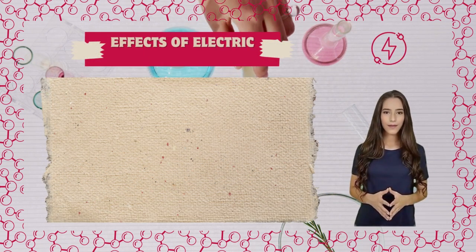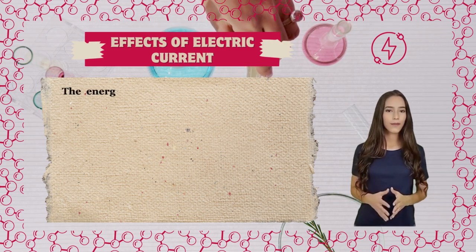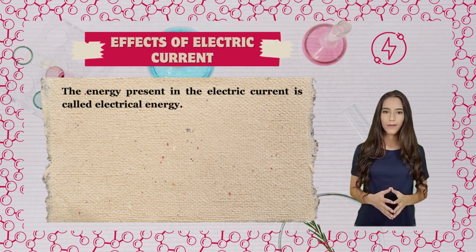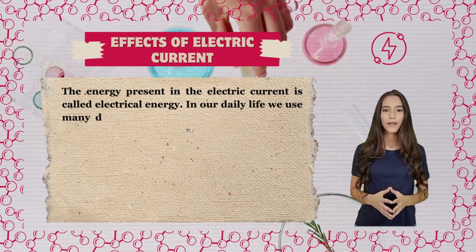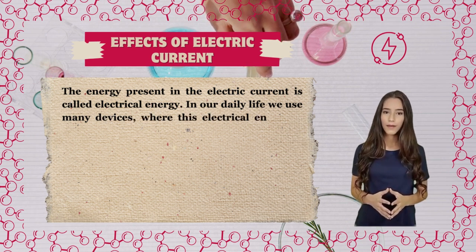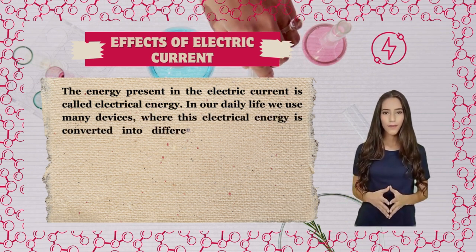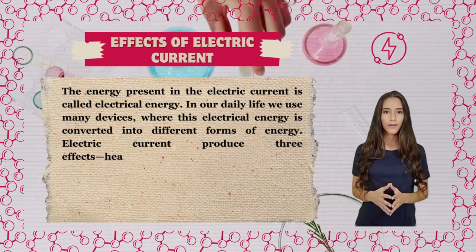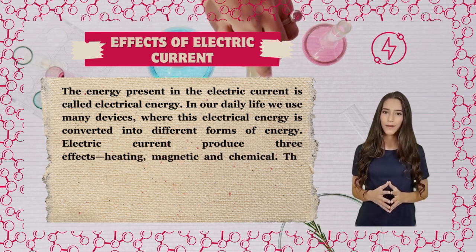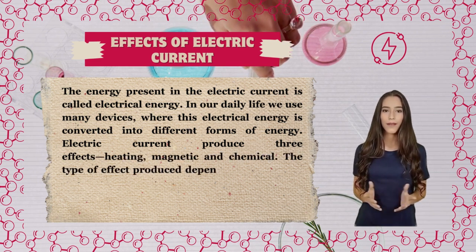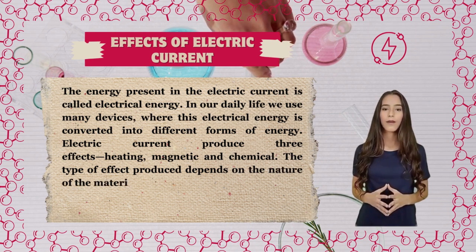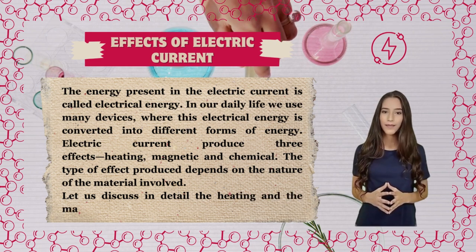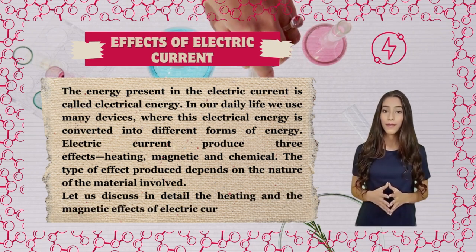Effects of electric current. The energy present in the electric current is called electrical energy. In our daily life, we use many devices where this electrical energy is converted into different forms of energy. Electric current produces three effects: heating, magnetic, and chemical. The type of effect produced depends on the nature of the material involved. Let us discuss in detail the heating and the magnetic effects of electric current.